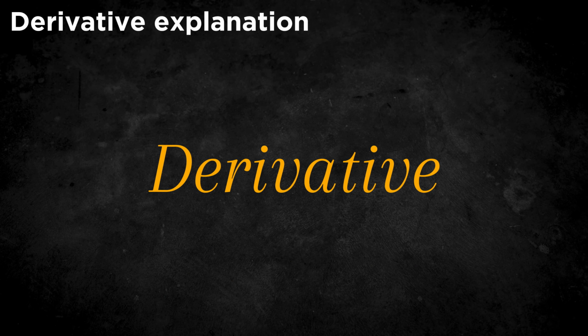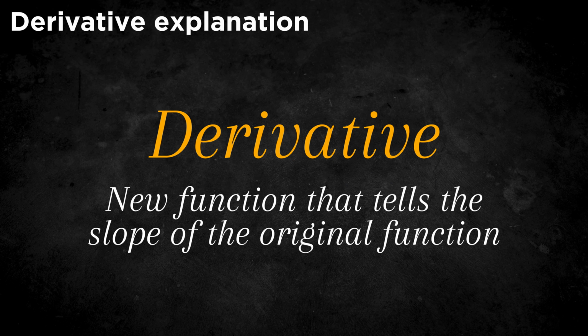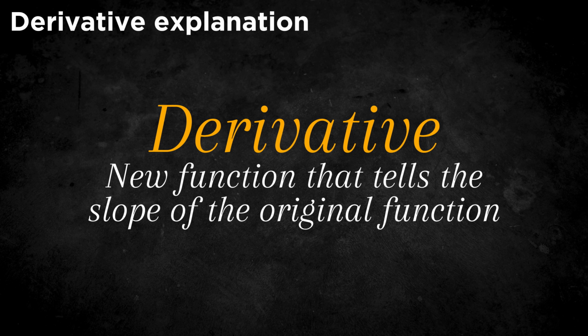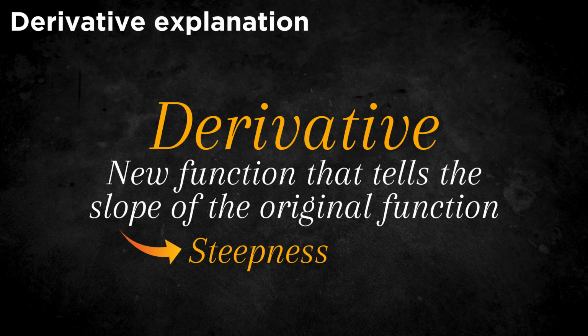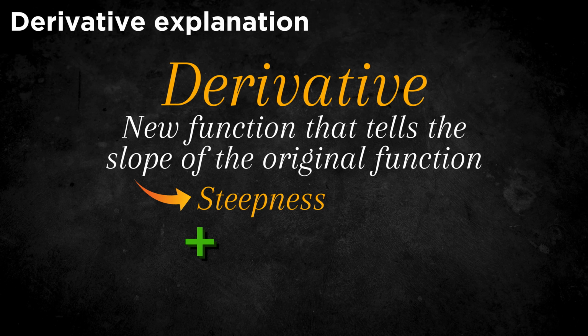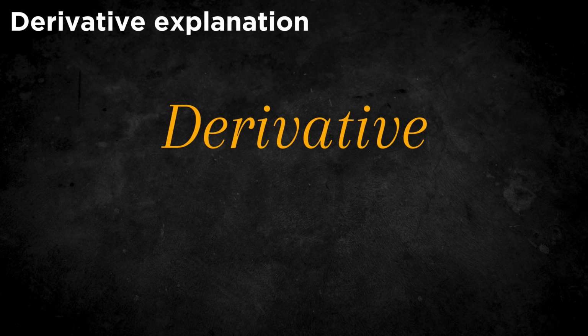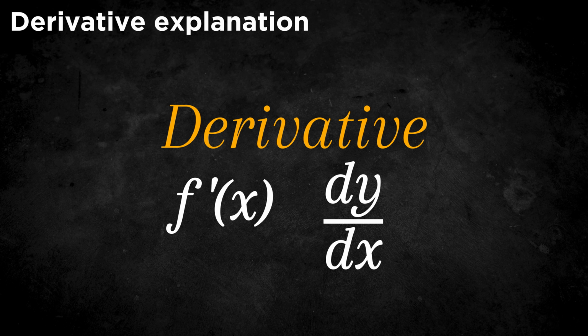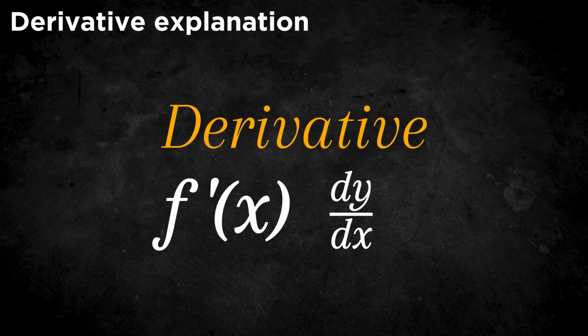The derivative of a function is basically a new function that tells us the slope of the original function. When we talk about the slope, we mean the steepness of the graph. If the derivative is positive, the function is going up, and if the derivative is negative, the function is going down. The derivative is often written as f prime of x or dy over dx, but we'll stick with the first notation for now. Let's look at an example.